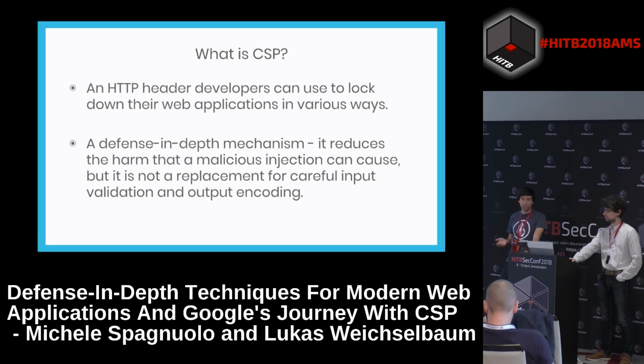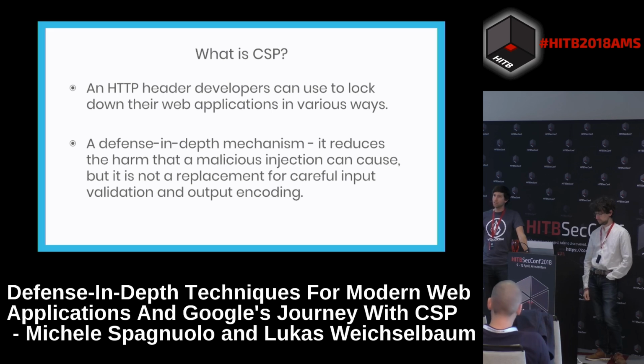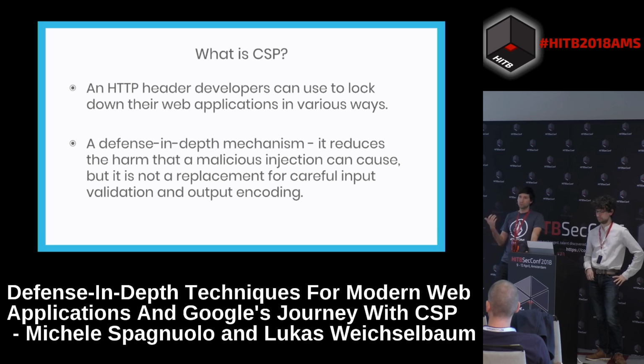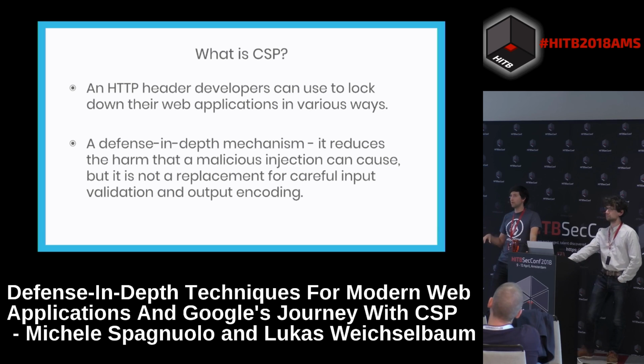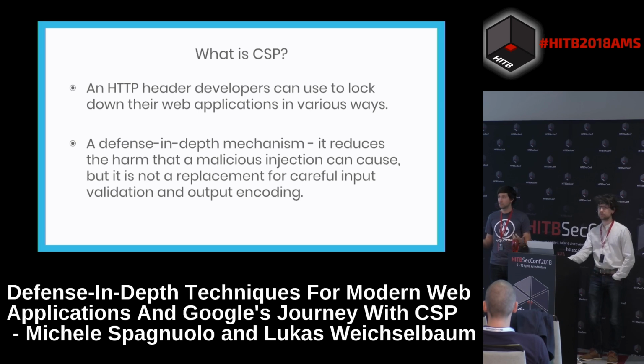So CSP is a response header. It's basically sent from the server to the client, and the browser takes that header and basically allows the developer to restrict certain features in the web platform for that application. And we use that to basically mitigate cross-site scripting. It is very important to highlight here that this is not a replacement for careful input validation, and also not a replacement for output encoding. It's basically a second layer of defense, right? It's not something that you would roll out as your only line of defense.